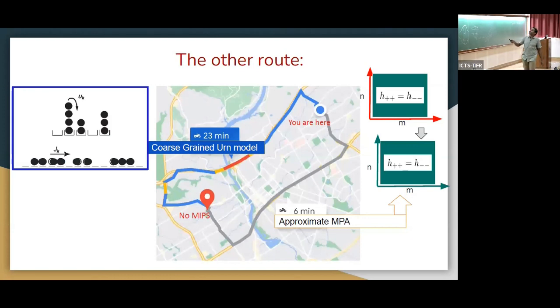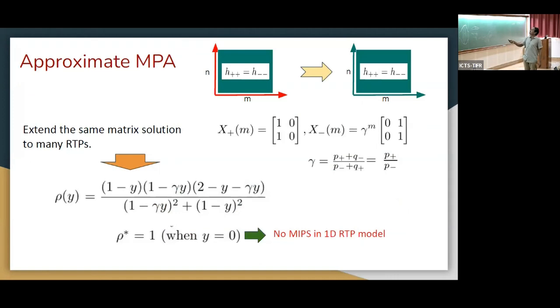Okay, then I go to the other route, because this other route is shorter. What we do is replace this by an approximate matrix product state. Which means that you extend the same matrix solution to many RTPs. What you have exact for 2, you extend to a many particle system. It's the same thing. And we get rho y equal to this, and rho star, which is at y equal to 0, again it is 1. So no MIPS. Just this much, probably we would not have believed.